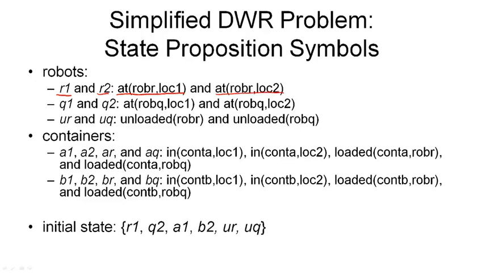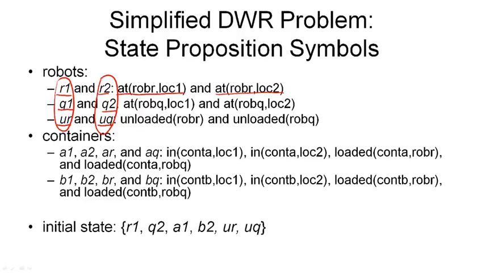Similarly, we have equivalent symbols for the other robot, for robot Q. This symbol means that robot Q is at location 1, and this symbol means that robot Q is at location 2. And we also need symbols to express that the robot is not loaded with a container, and we use the symbol UR, meaning that robot R is unloaded, and UQ to indicate that robot Q is unloaded. So that means we have 6 symbols to talk about the two robots.